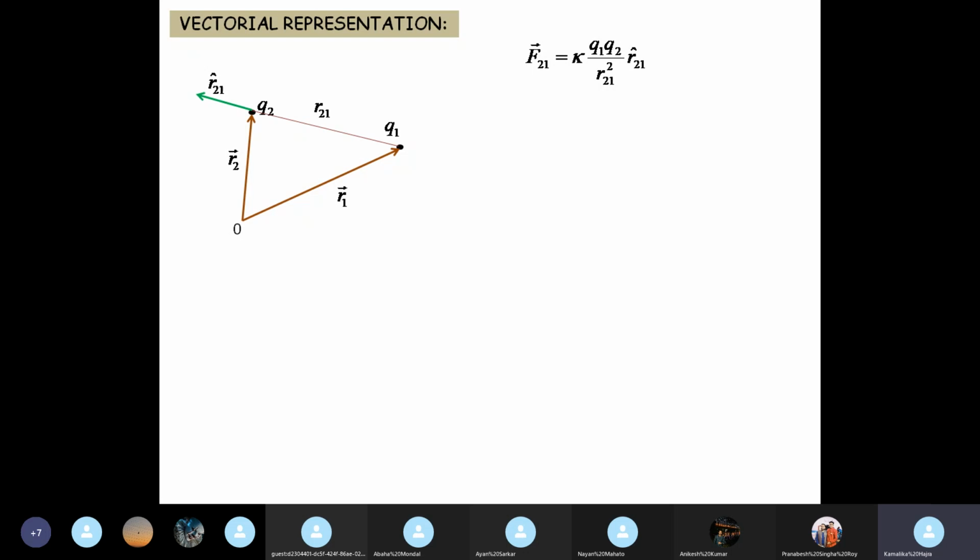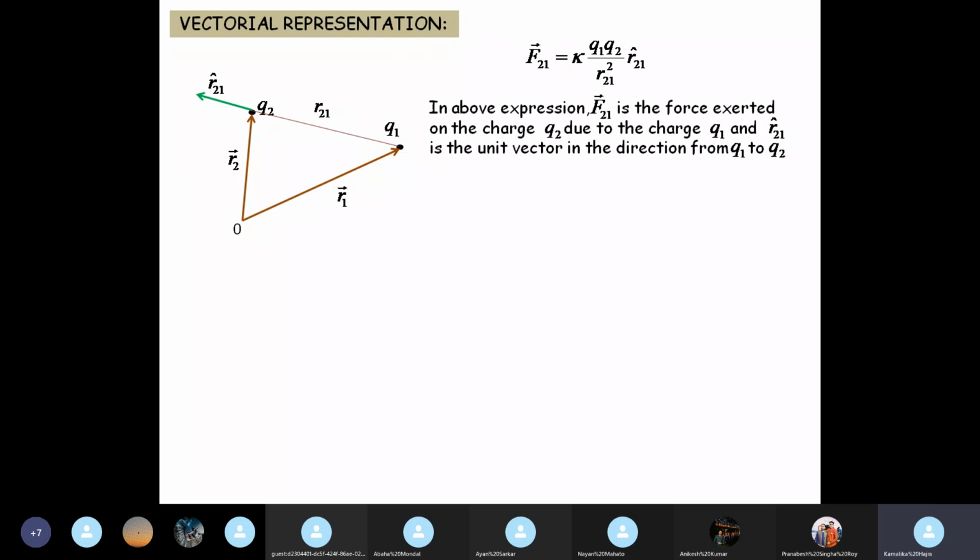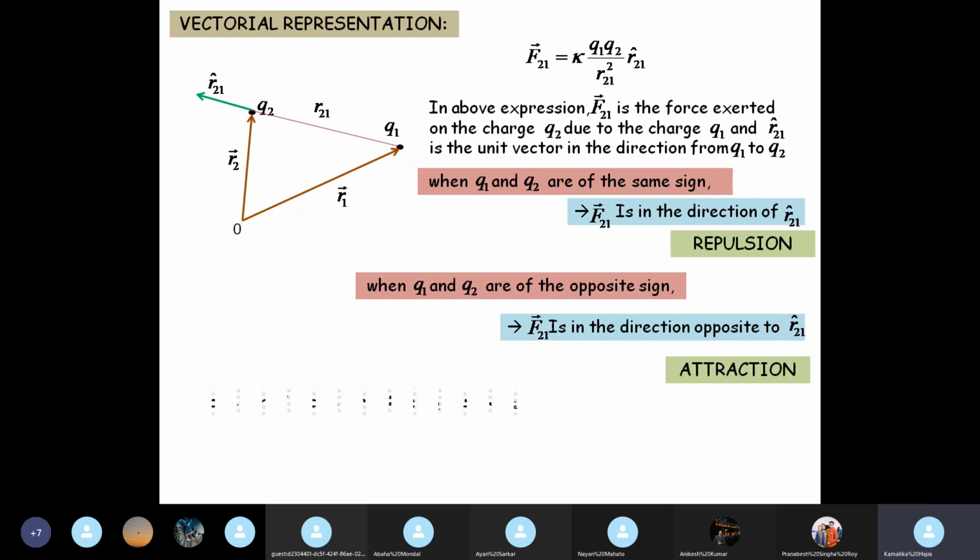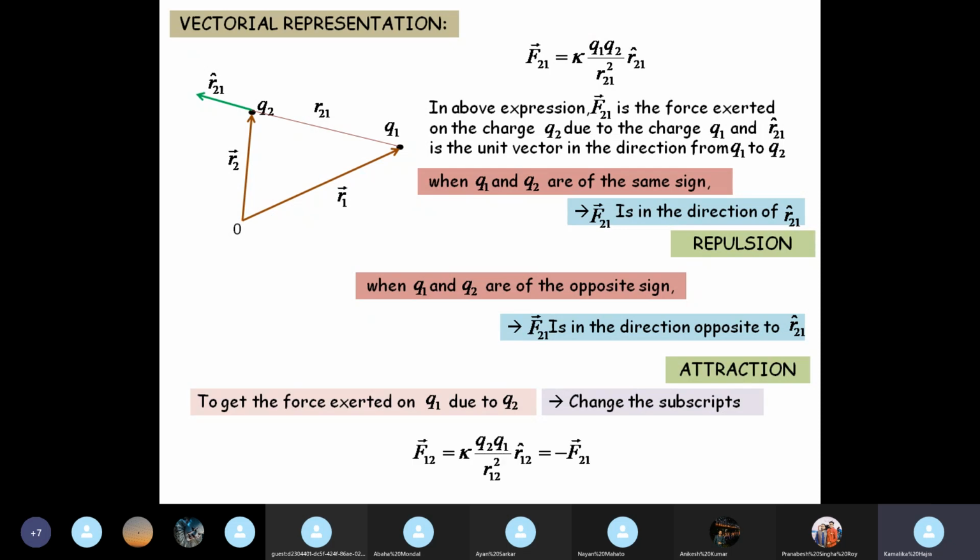Okay, so if we want to calculate the force exerted on q2 due to q1, then this is how we will calculate it. F21 we will call it, the force on q2 due to q1. On the other hand, if we want to get the force exerted on q1 due to q2, we just change the subscripts, and so we will get the force that is acting on q1 due to q2. So F12, and we'll see that it is just opposite in direction to F21.